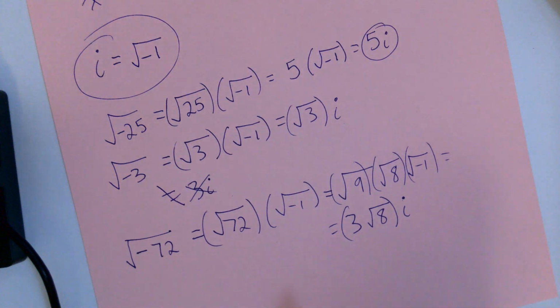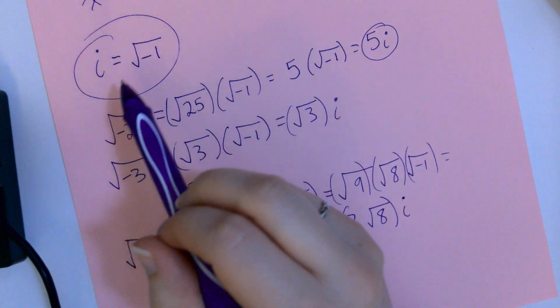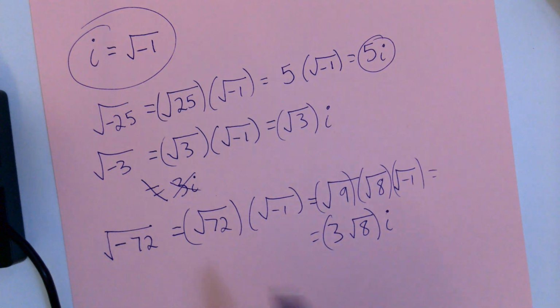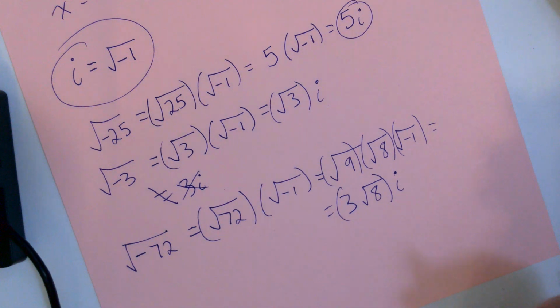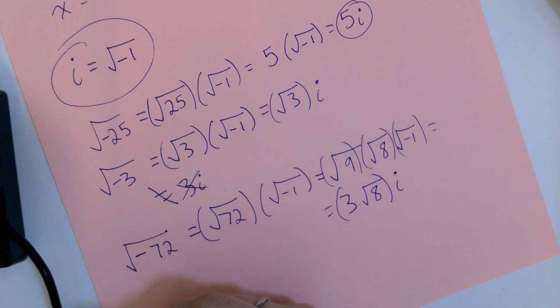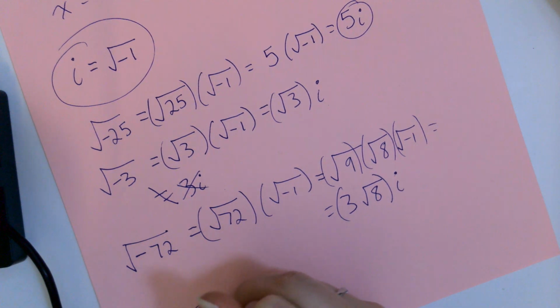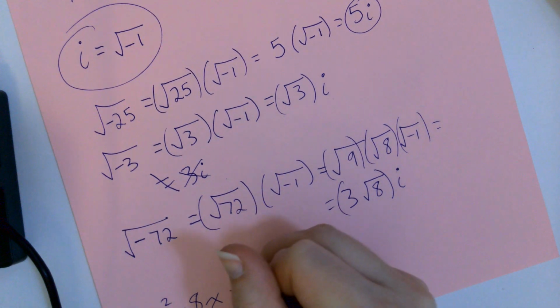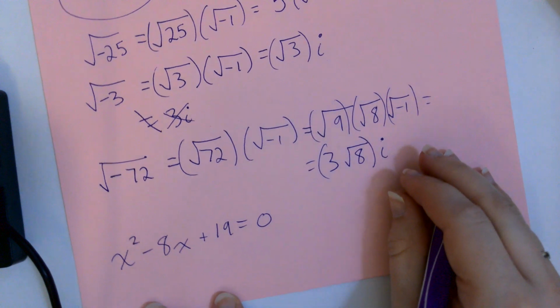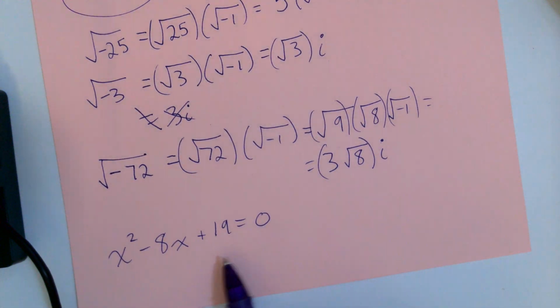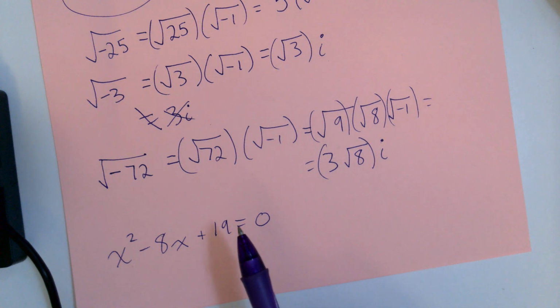And now that we are able to use i and express numbers in terms of i, we can solve quadratic expressions such as, let's say we have x squared minus 8x plus 19 equals 0. Well, there's a few ways we could approach solving this. One way would be completing the square, but the way I prefer really is using the quadratic formula.